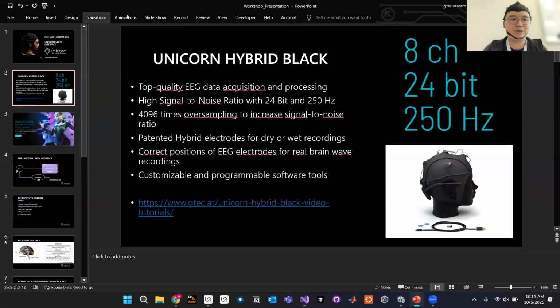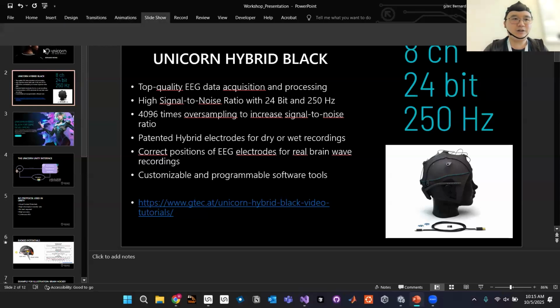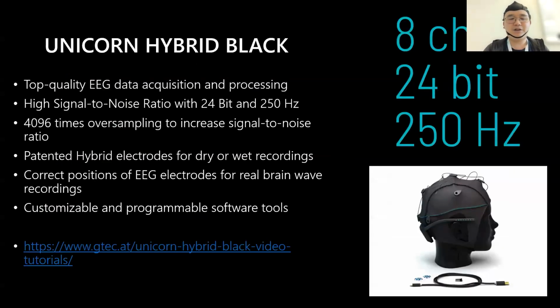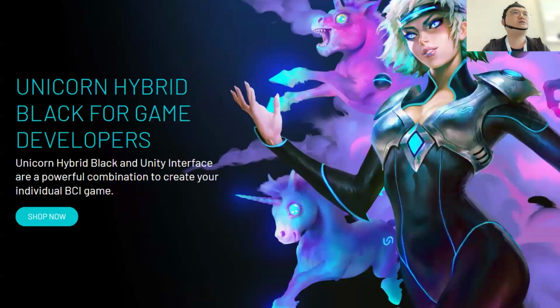Then I can show you back the slideshow from the current slide. So today I'm going to talk about the Unicorn Hybrid Black Unity SDK for building BCI applications. It's actually one of the consumer-based products we have at g.tec.